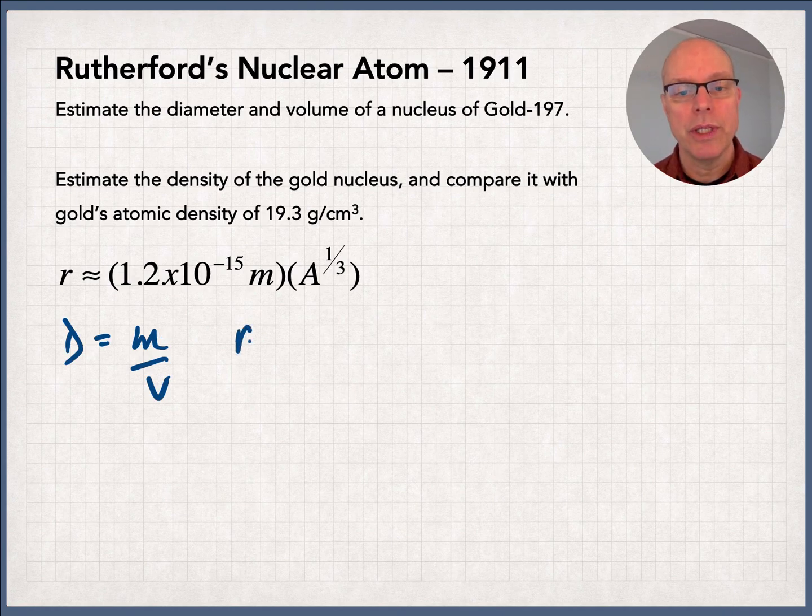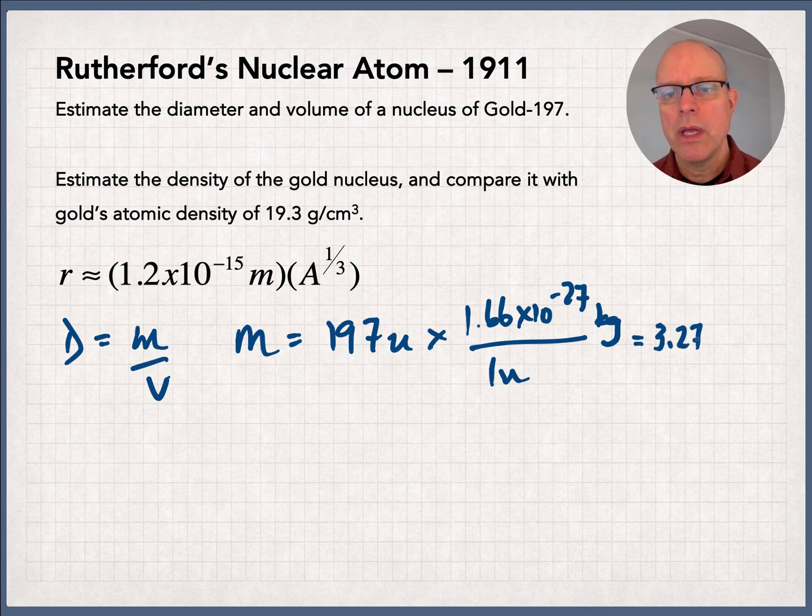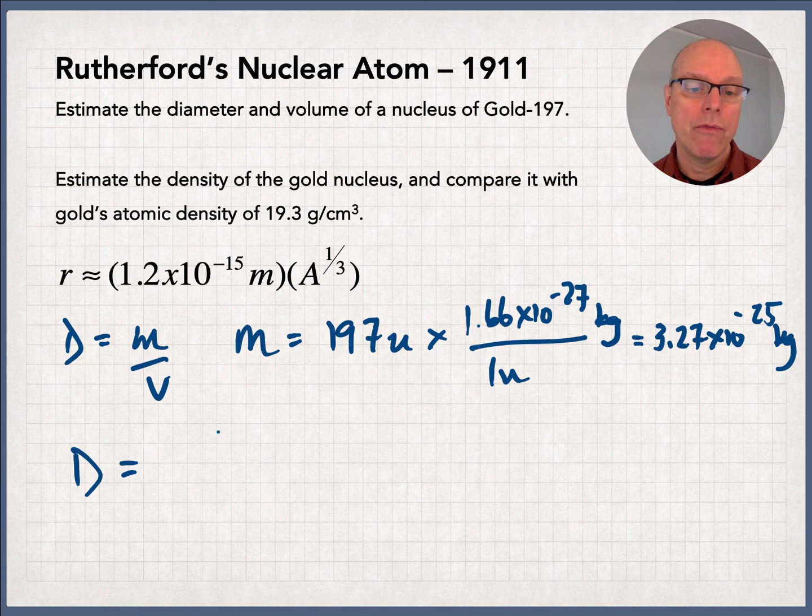So the mass of the gold nucleus is just going to be about 197 atomic mass units, right? So we'll do the conversion we just did a second ago, times 1.66 times 10 to the negative 27 kilograms for every 1 u. And that ends up giving us a mass for the gold nucleus of 3.27 times 10 to the negative 25 kilograms. Okay, so now we've got our mass, we just got the volume.